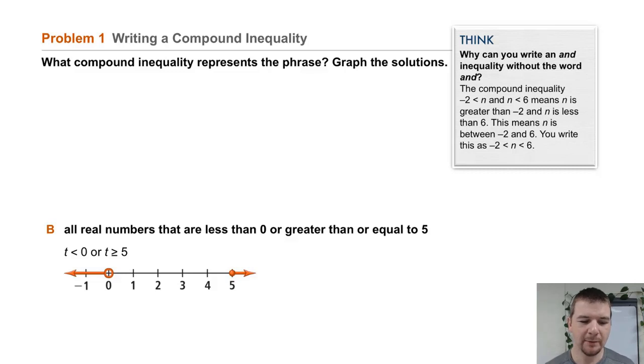T less than 0 means an open dot at 0 and an arrow pointing to the left, all values that are less than 0. And t greater than or equal to 5 means a solid dot at 5 and an arrow pointing to the right to include all values greater than or equal to 5. And notice how there is no overlap. So no values can be both less than 0 and greater than or equal to 5. That necessitates the word or in our compound inequality.